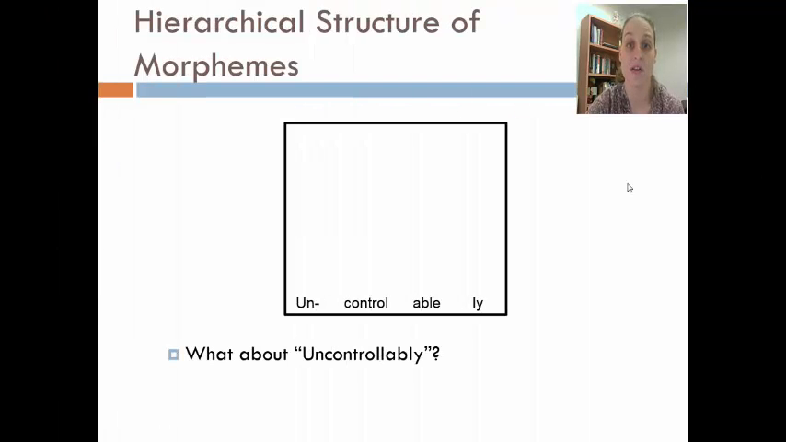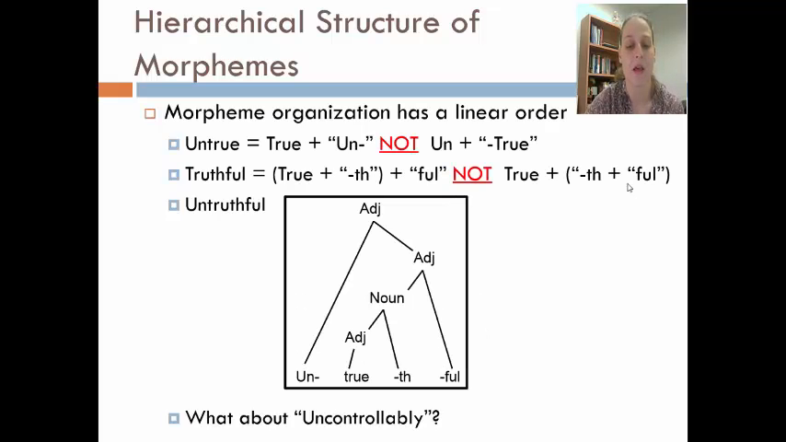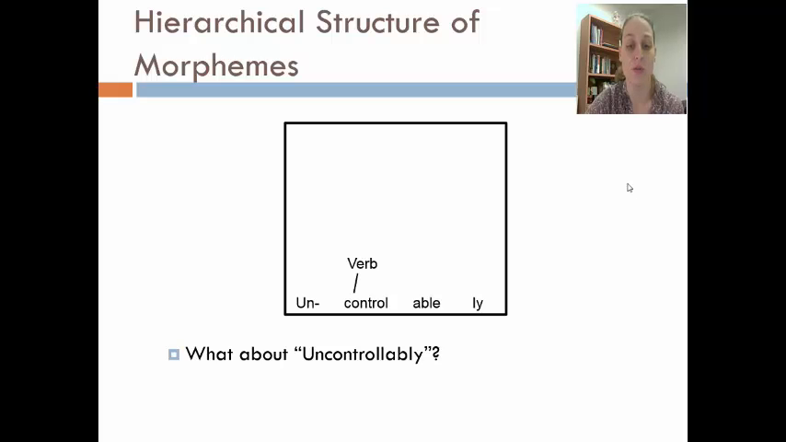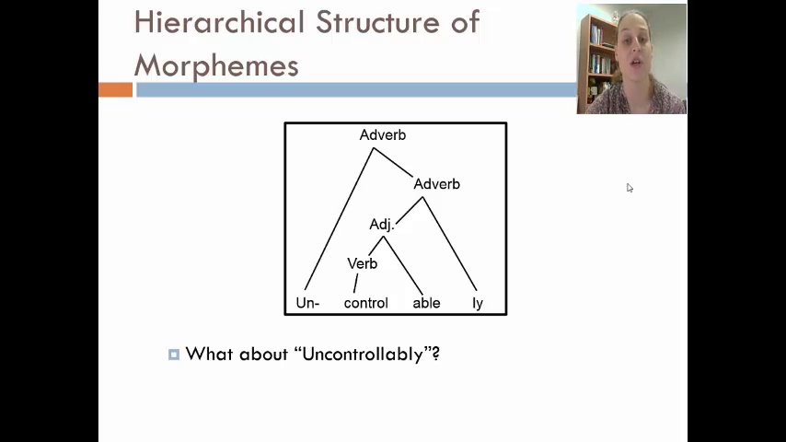Okay, let's go over this together. So we start with control because that is our root morpheme, right? That's sort of the meat of the word where the meaning comes from. We know that that is a verb. We then decide to add able to make it an adjective, controllable. We then add the ly to make it an adverb, and then end with un, which is still an adverb but in the negative sense.